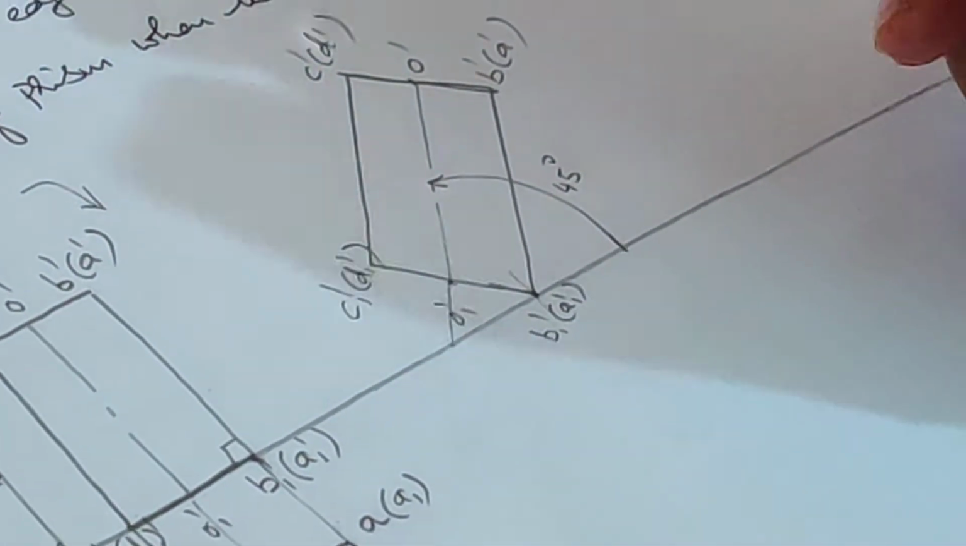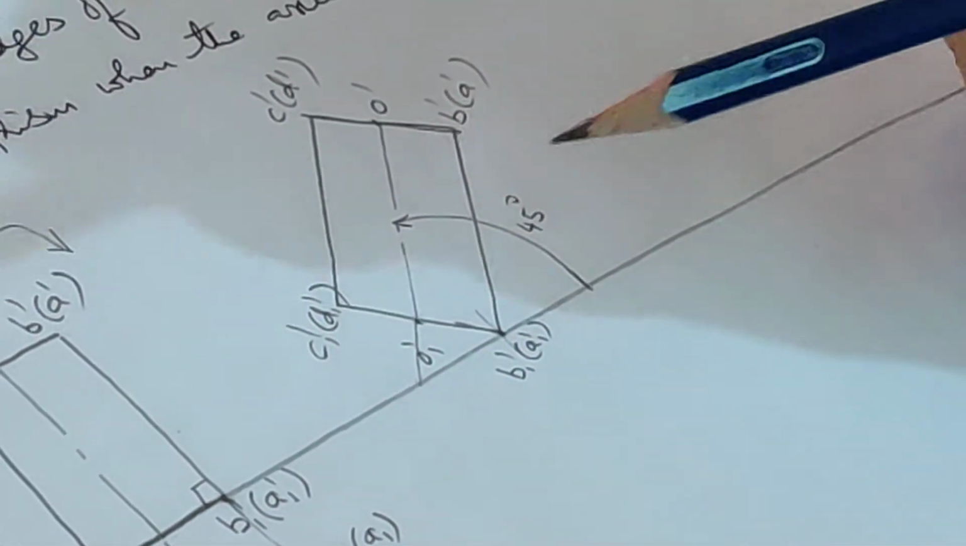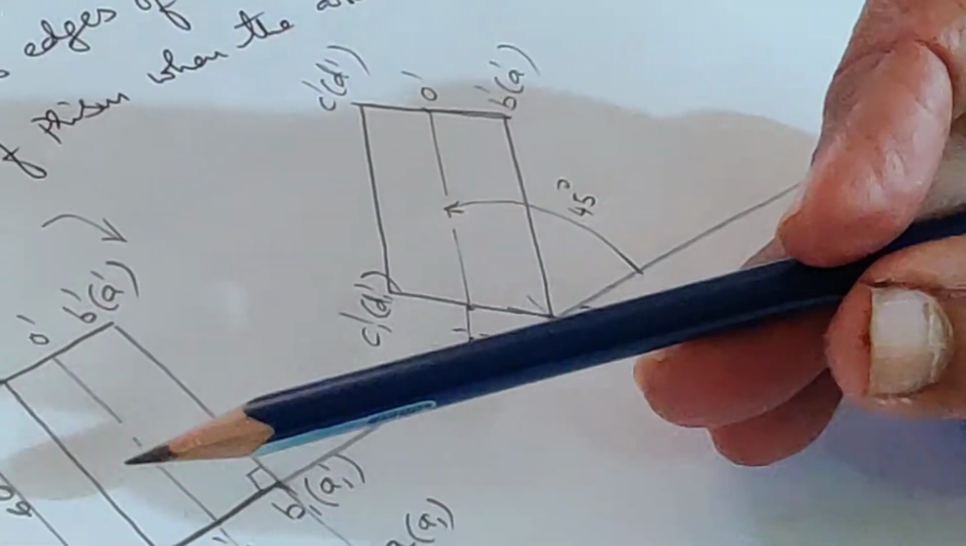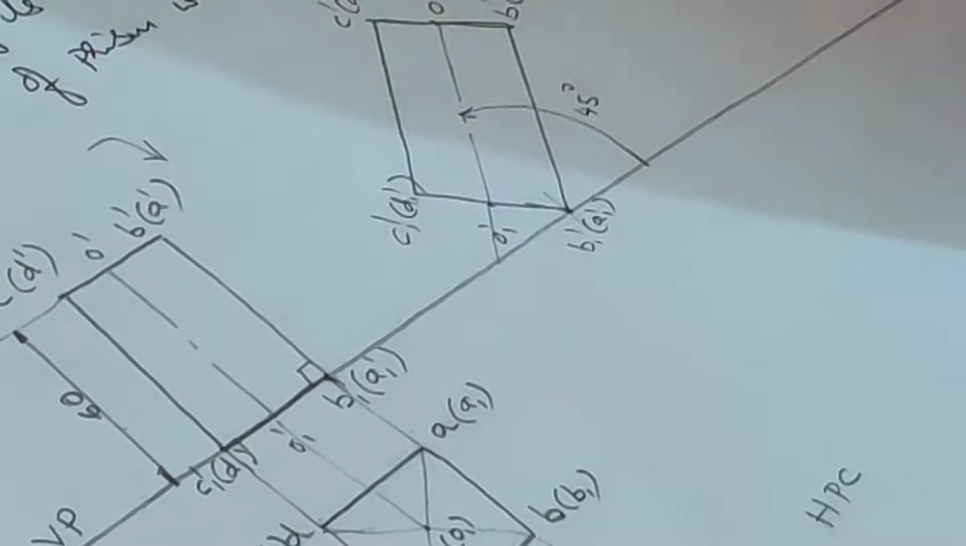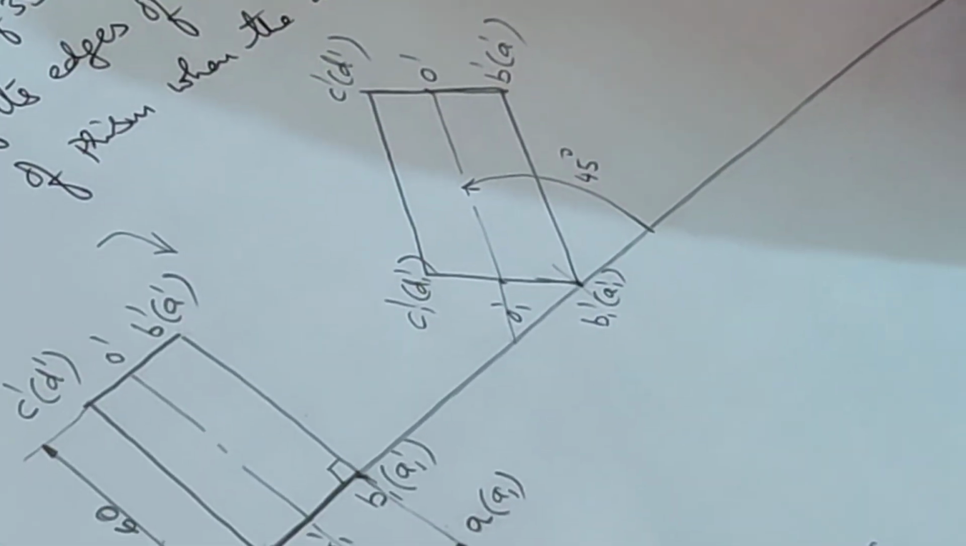So some of you are not marking the dimensions when you make the drawing. That's very important. If you don't mark the dimensions, this is a second dimension, this is the third dimension, you'll be losing marks in the exam.